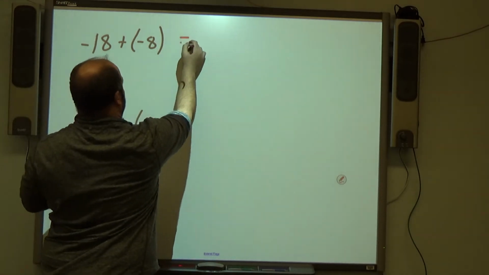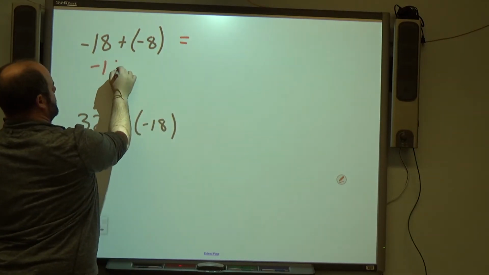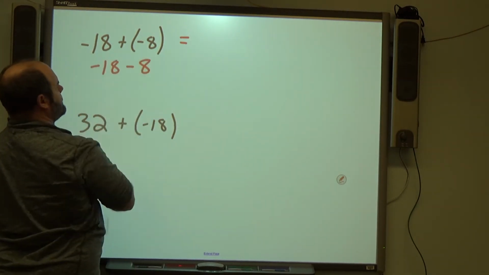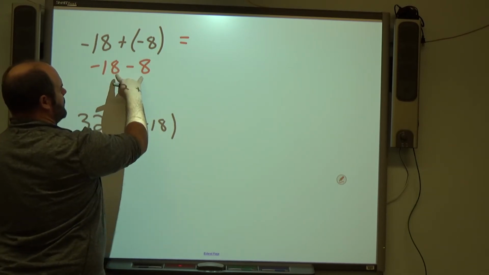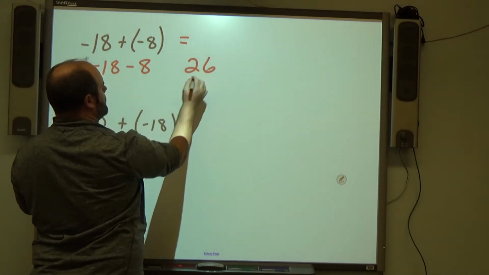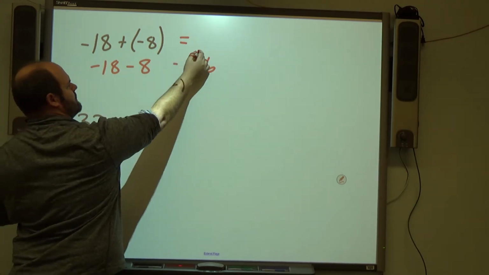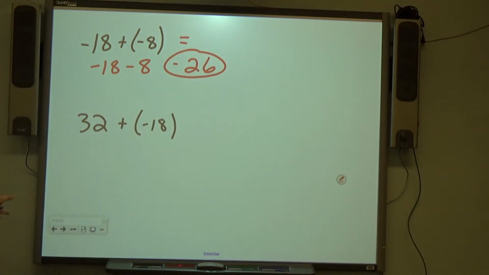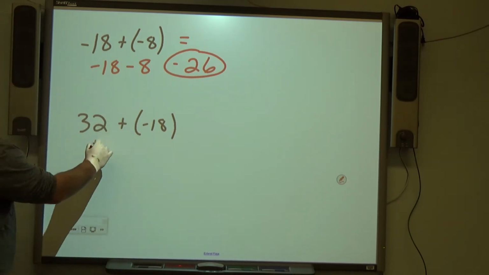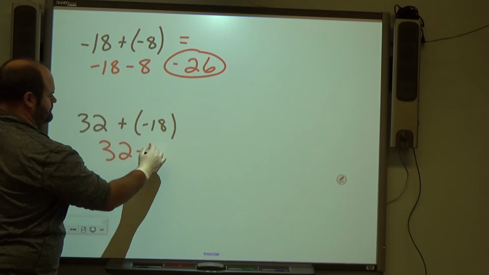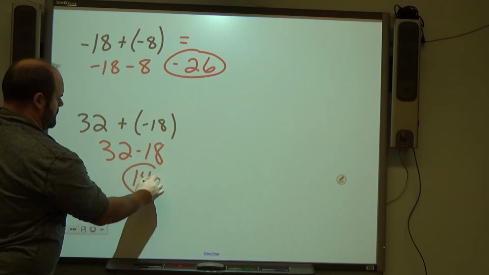Once again, I can get rid of that plus sign. So I'm looking at negative 18 minus 8. Signs are the same. I need to add. When I add those together, I get 26. The common sign is a negative sign. So I get a negative 26. Down here, once again, I can get rid of that plus sign there. 32 minus 18 is 14.